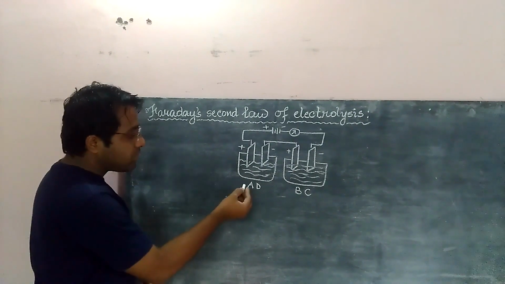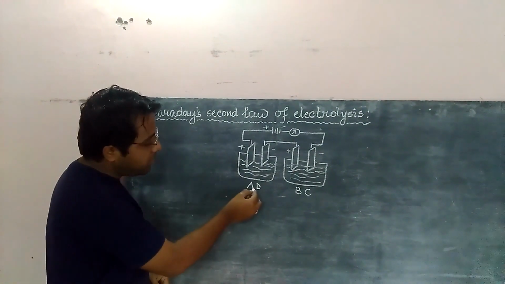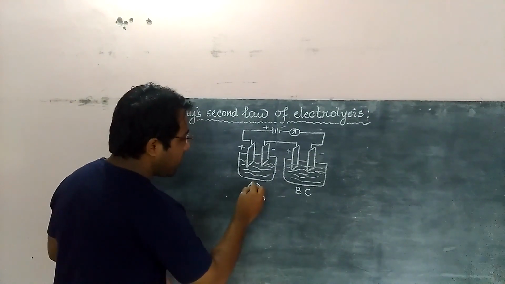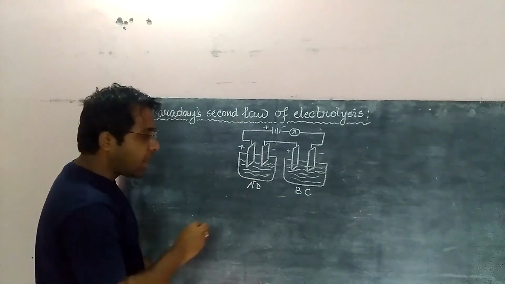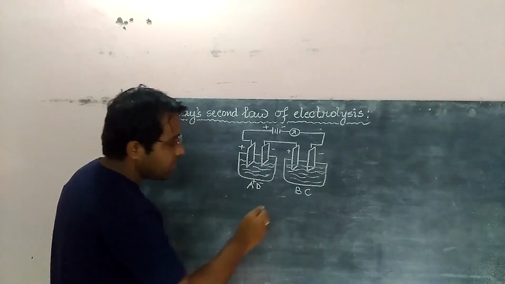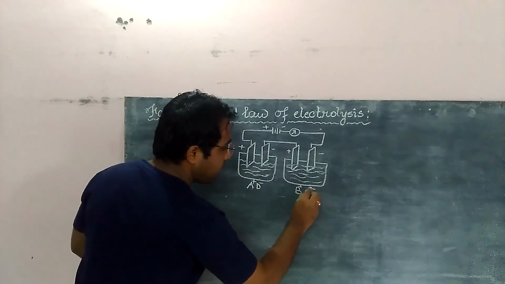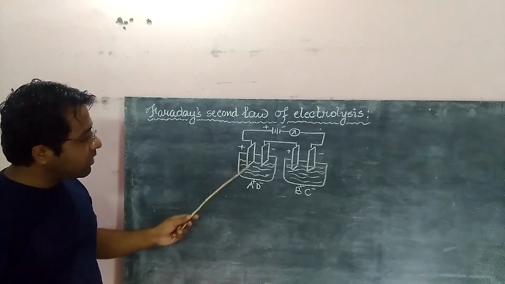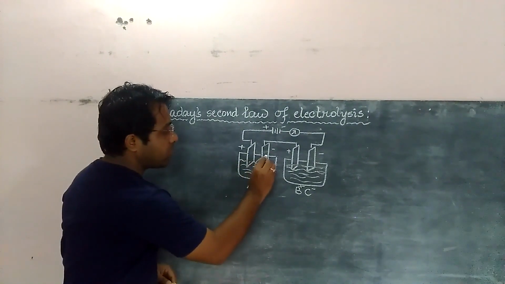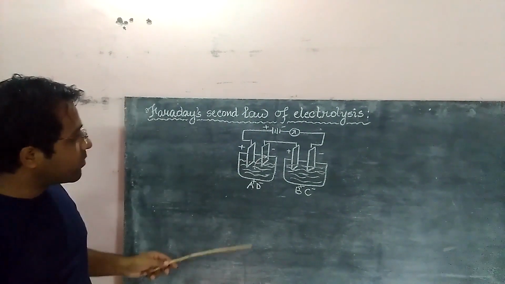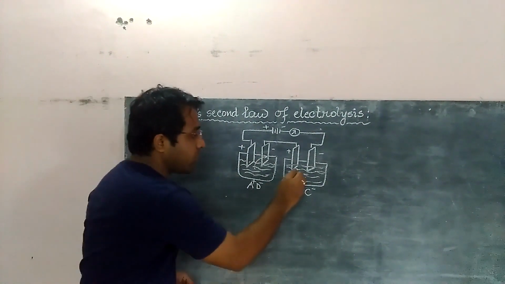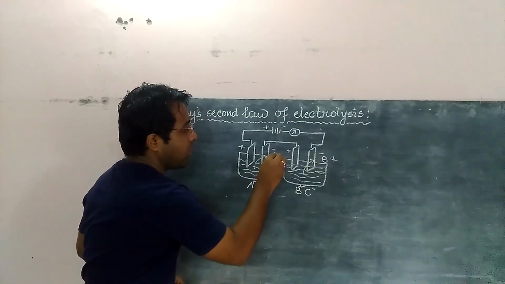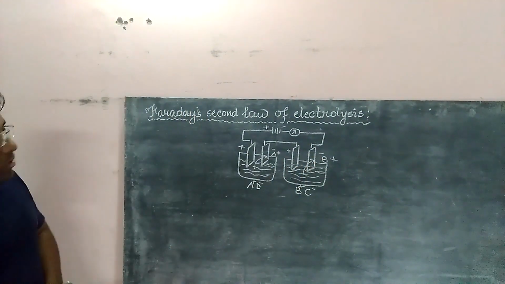So, let us say the electrolyte in this case may be AD and in this case the electrolyte may be BC. So, the positive ion in this case is A positive, the negative ion is D negative. In this case, the positive ion is B positive and the negative ion is C negative. So, here A positive will move towards the cathode according to the law of electrolysis. And in this case, B positive will move towards the cathode. So, B positive and A positive, they will move towards the cathode.